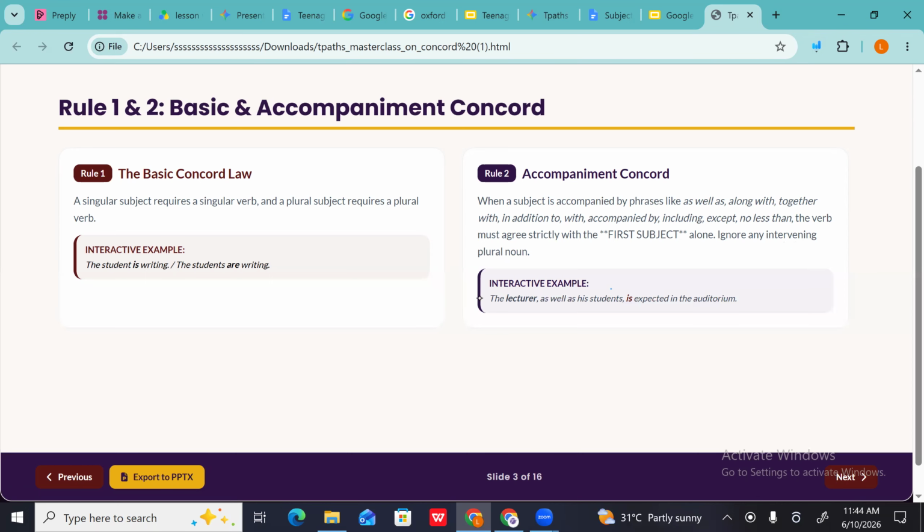Look at this subject now. The lecturer as well as a student. I told you that whenever you have anything that is accompanied by as well as, together with, ignore all the things that follow it. Go back to the first subject. It will determine the verb. The lecturer is expected in the auditorium, not the lecturer are expected.